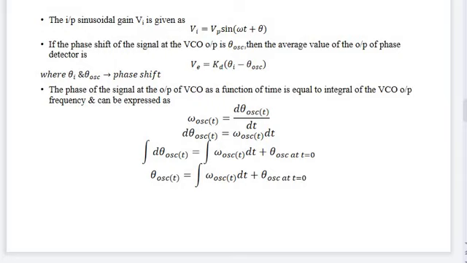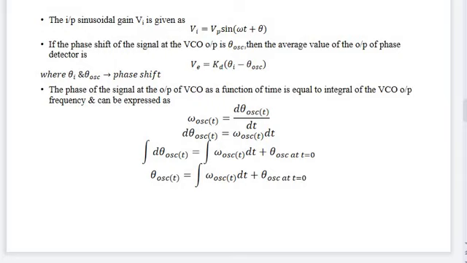The phase of the signal at the output of the voltage controlled oscillator is a function of time and is equal to the integral of the voltage controlled oscillator output frequency. This can be expressed as omega osc of t equal to d theta osc of t divided by dt. Now cross multiply: d theta osc of t equal to omega osc of t into dt. Now we integrate both sides.